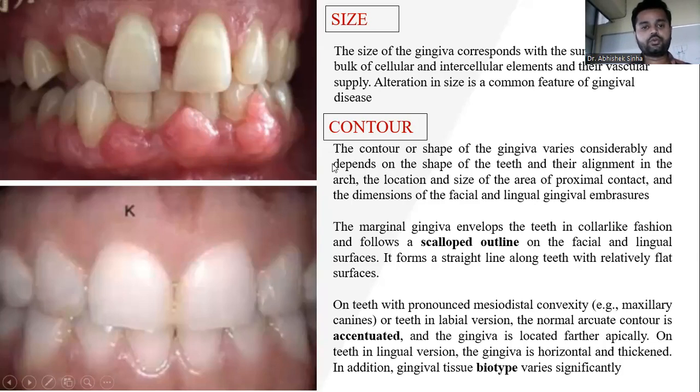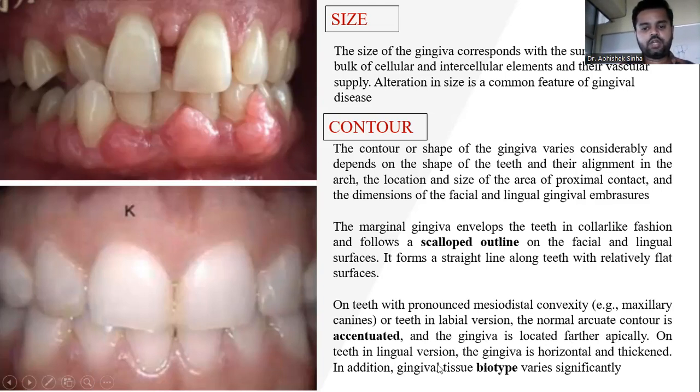Then speaking of contour. So the contour or shape of the gingiva varies considerably and depends on the shape of the teeth and the alignment in the arch. The marginal gingiva envelopes the tooth in collar-like fashion and follows a scalloped outline. See, this is scallop. This is scalloping. So healthy gingiva will have scalloping. On teeth with pronounced mesiodistal convexity, like in maxillary canines, the normal arcuate contour is accentuated. Accentuated means it will be more towards apical, but especially in canines. So there you will have accentuated gingiva. And the gingiva is located farther apically.